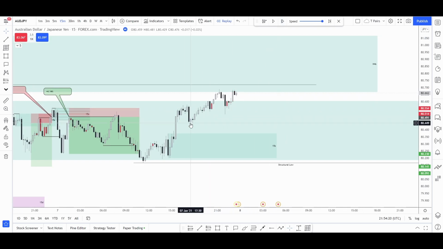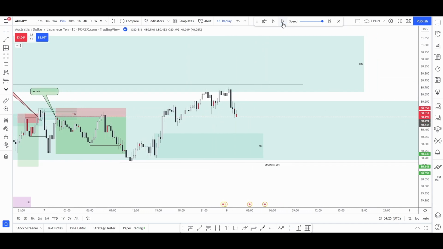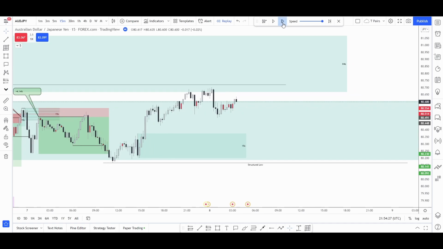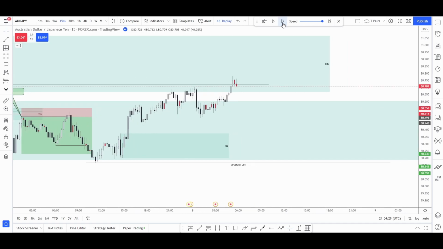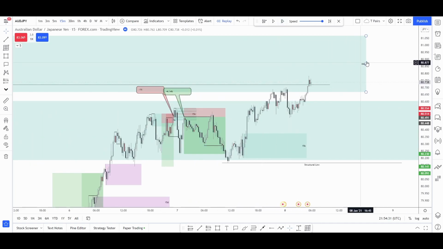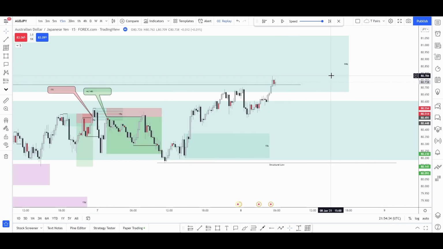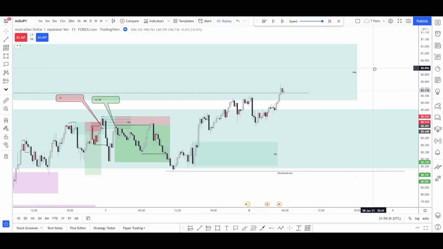One thing I didn't consider is this after we'd broken it. Oh well. We could have done it just then. Oh well, let's see where we're going. Right, so we're now into the next 4-hour supply zone, which is great.